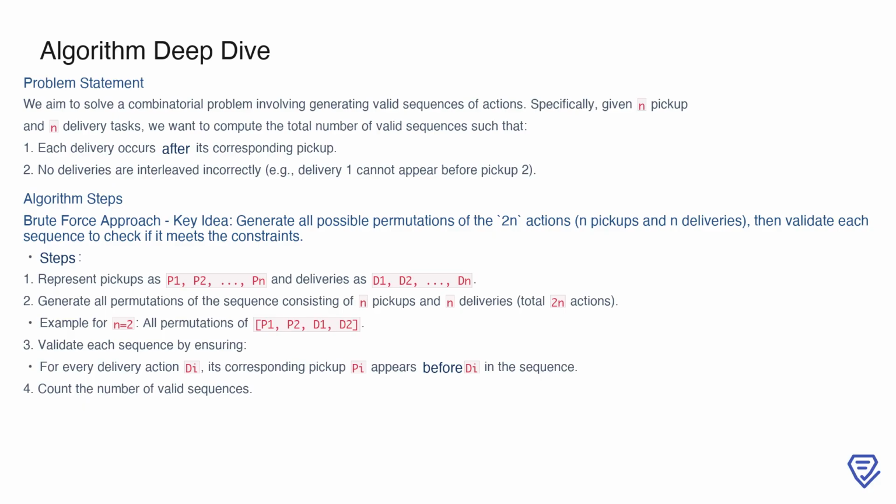A straightforward approach to solving this involves generating all permutations of the 2n actions, then filtering the valid sequences. To implement this, we can represent pickups as P1, P2, through Pn and deliveries as D1, D2, through Dn. For example, if n equals 2, the actions would be P1, P2, D1, D2. By generating all permutations of these actions and validating each sequence against the constraints, we can count how many sequences are valid. However, this brute force method becomes inefficient as n increases, because the total number of permutations grows factorially, reaching O(n!). Let's explore a smarter approach next.